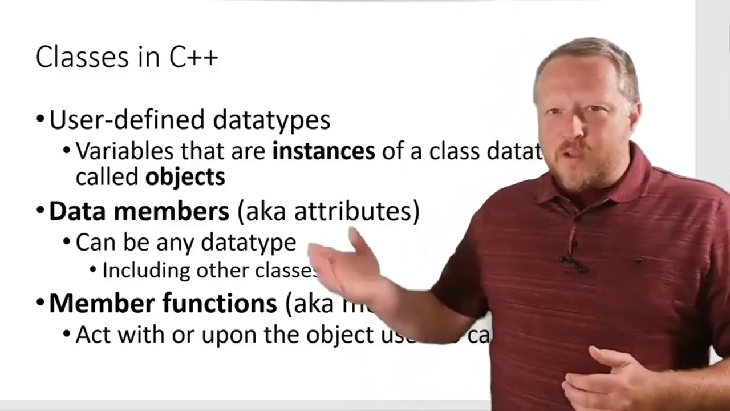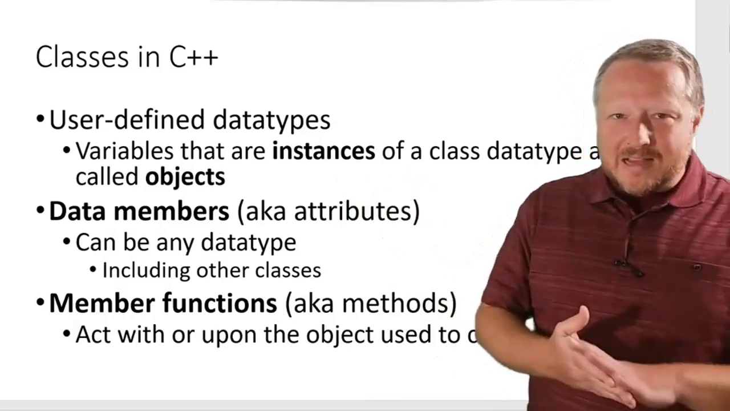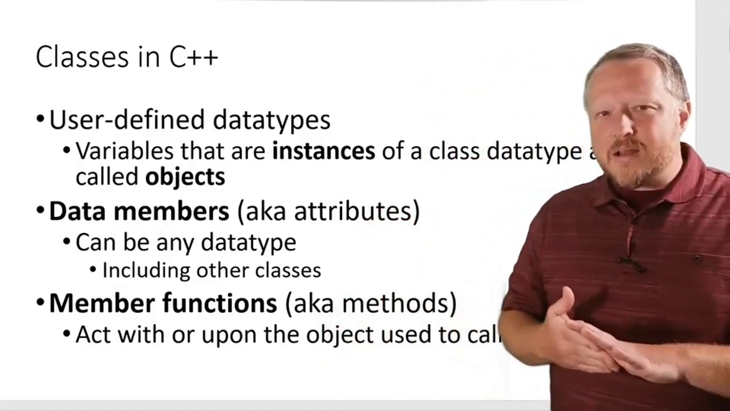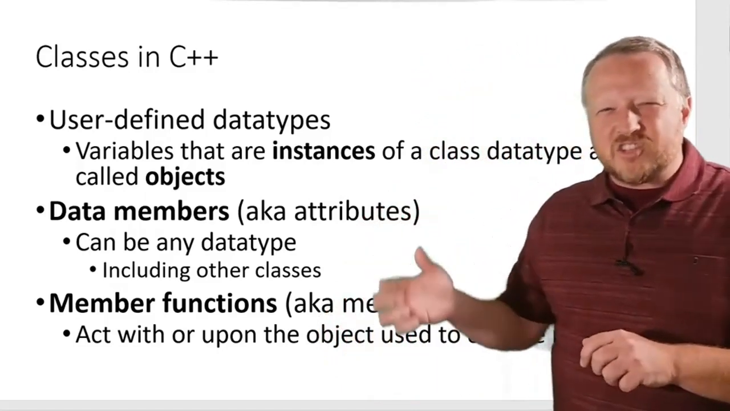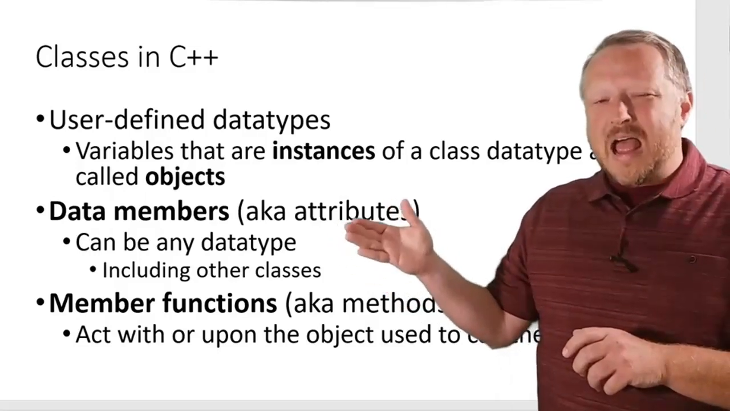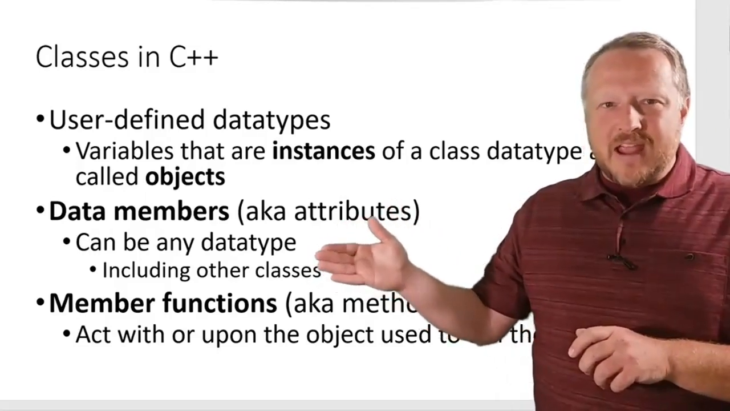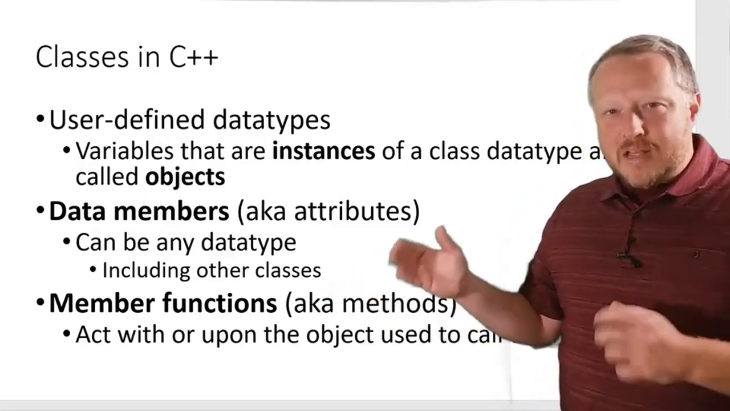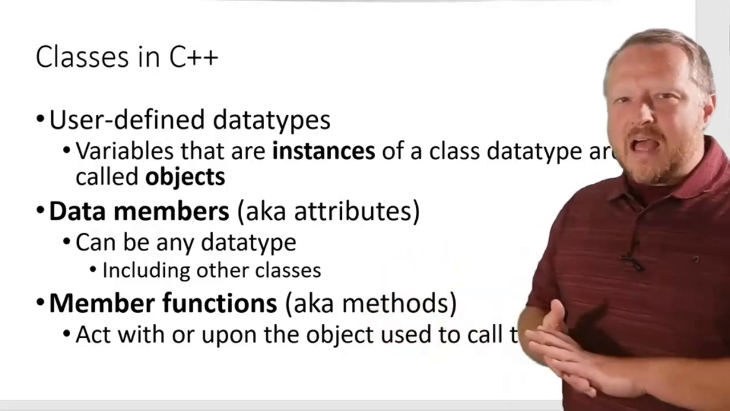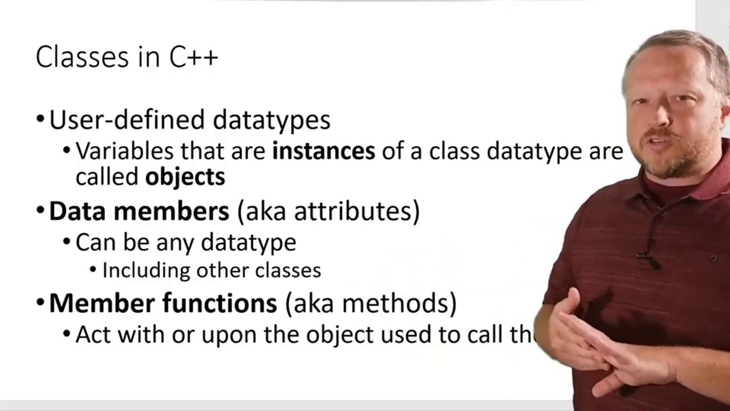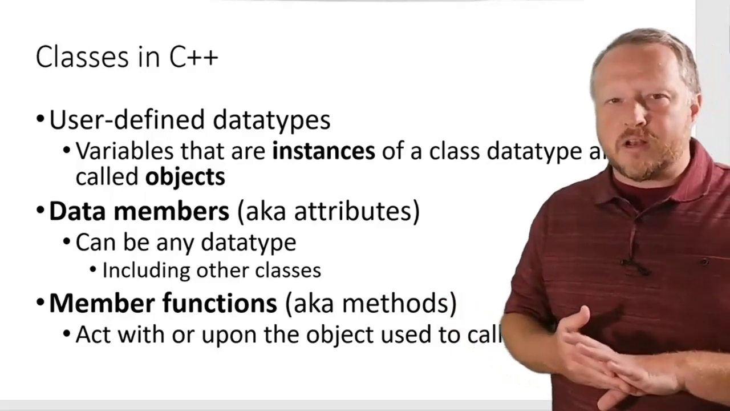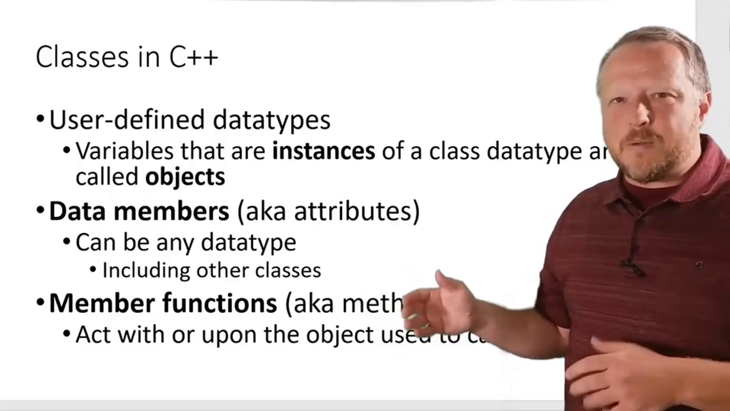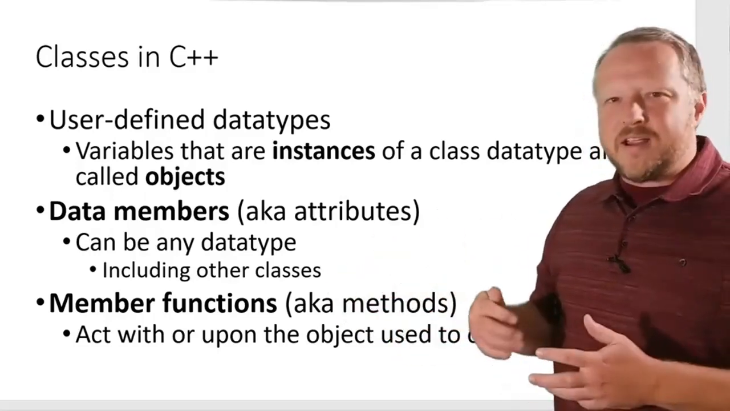So remember that your variables are going to be instances of a class data type, and they're going to be called objects. Now, in our data members, we're going to have two different sets of data members. One's going to be called attributes, and these can be of any data type. They can also actually be an object of another class. So that's one part. The other part is data functions, or member functions, called methods, that you and I already know and love.